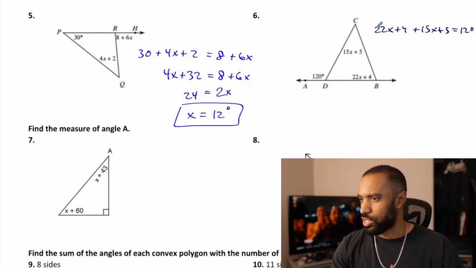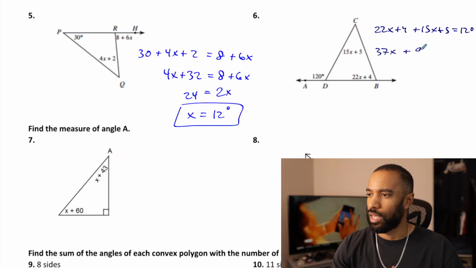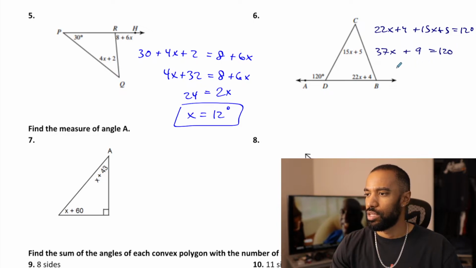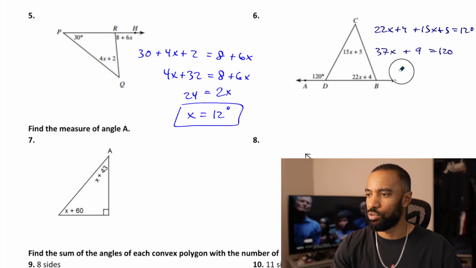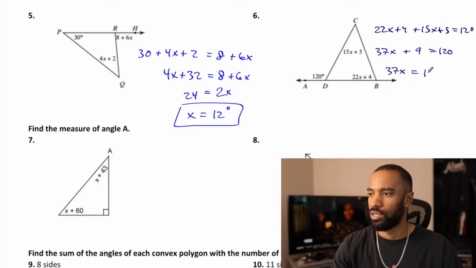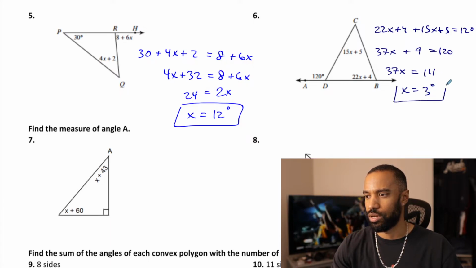Save you the lesson there. Add 22x with 15x, I get 37x, and plus 9. Subtract, oh goodness, you read a little too fast, you have a problem there. Subtract 9, is that 111? I hope this is 3. It looks like it, x equals 3 degrees there.